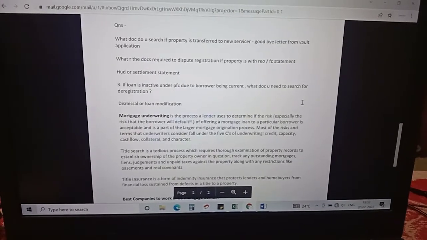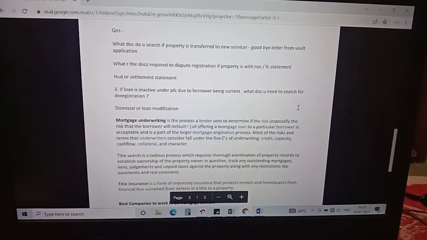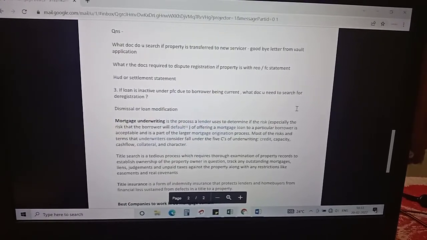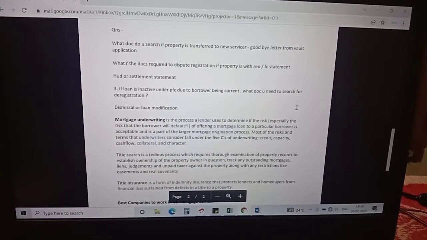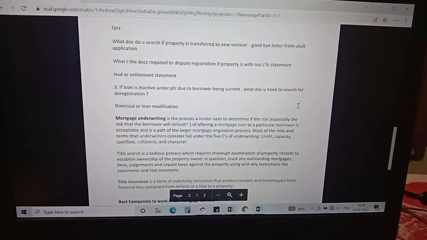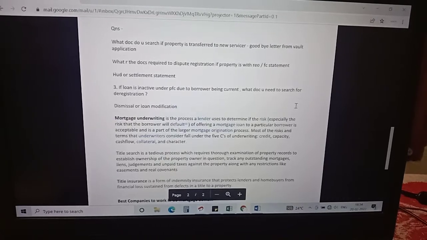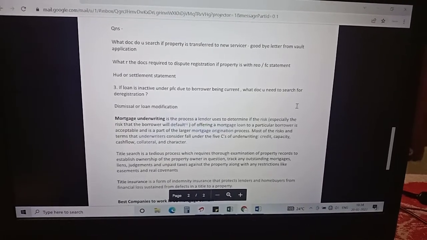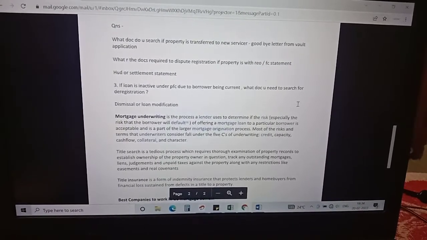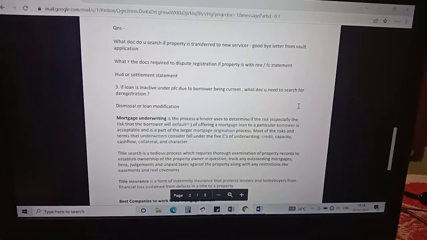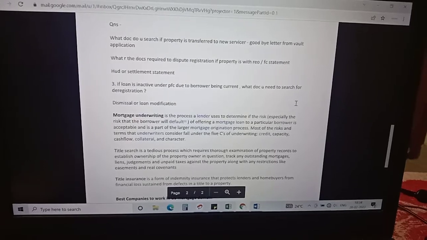And we have a set of questions here. What document do we need to search if the property is transferred to a new servicer? The answer is the goodbye letter from the vault application. What are the documents required to dispute the registration if the property is with REO or foreclosure? It is the HUD or settlement statement. If the loan is inactive under pre-foreclosure due to the borrower being current, what document do we need to search for deregistration: dismissal or loan modification?